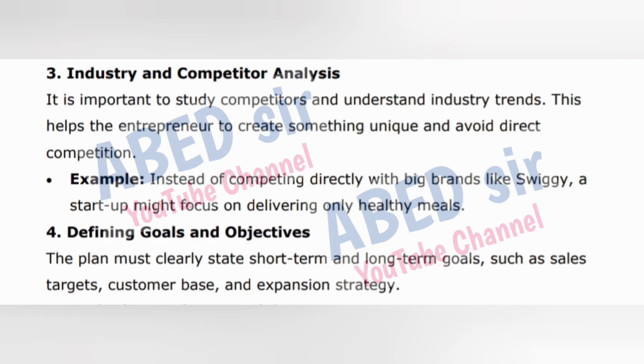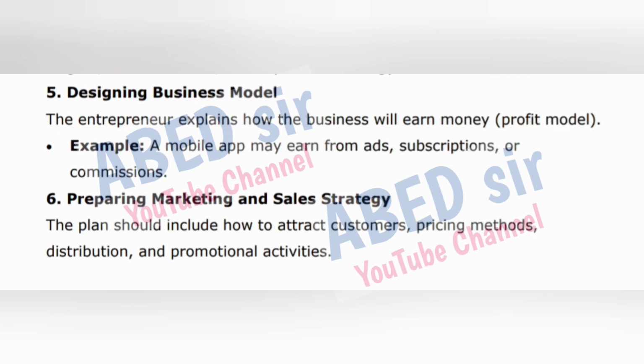4. Defining goals and objectives. The plan must clearly state short-term and long-term goals, such as sales targets, customer base, and expansion strategy. 5. Designing business model. The entrepreneur explains how the business will earn money, the profit model. Example, a mobile app may earn from ads, subscriptions, or commissions.